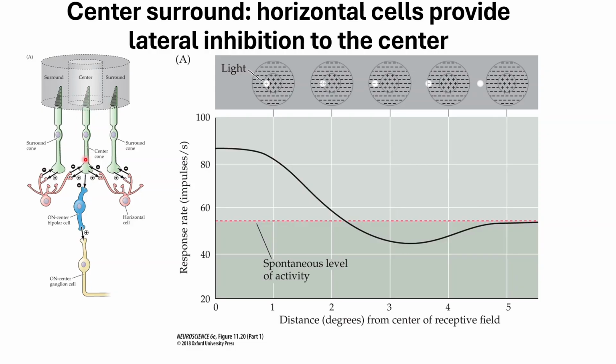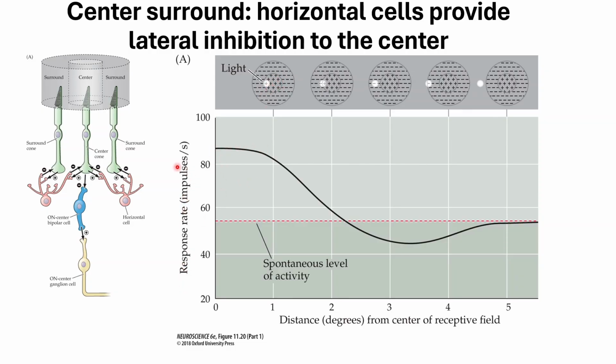But for this single cone that we're focused on in the center here, there's an on-center bipolar cell and an on-center ganglion cell attached to it, which means that if there's light that's being presented to the center of its receptive field, it increases its firing rate.